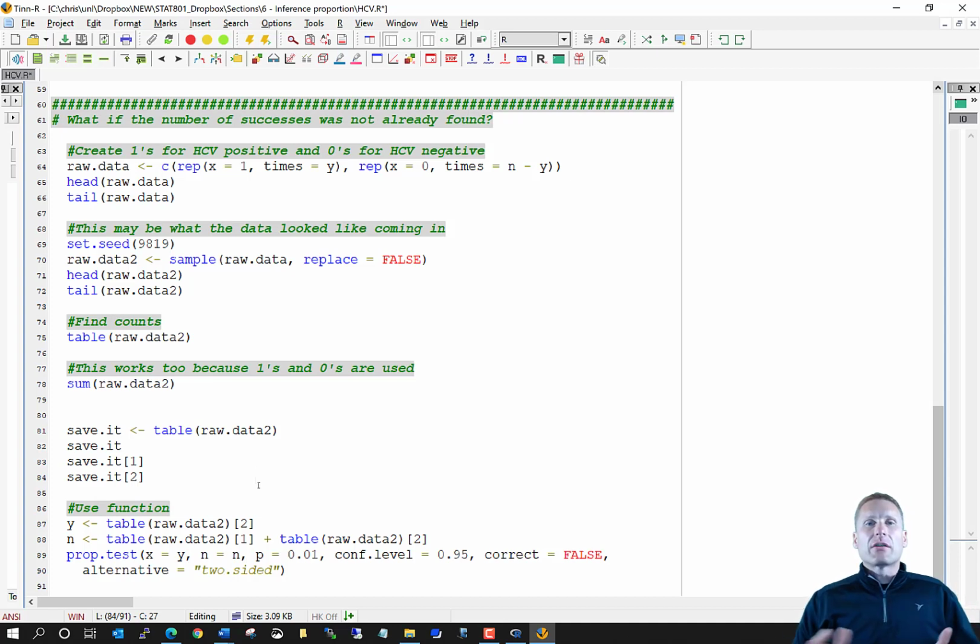So that concludes this section on doing inferences relative to a population proportion, or you could say equivalently, the population probability of success, or you could also think of it as the overall prevalence of something in a population.